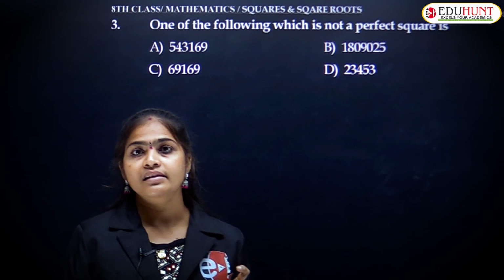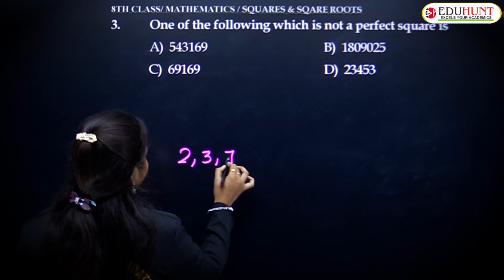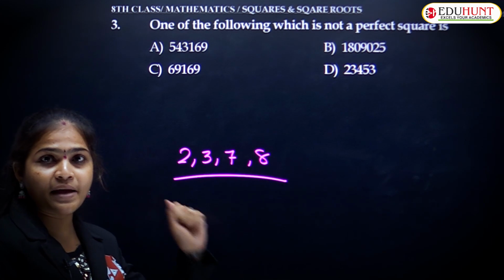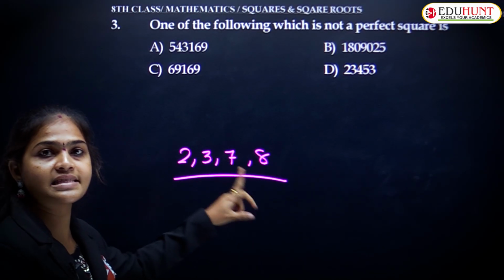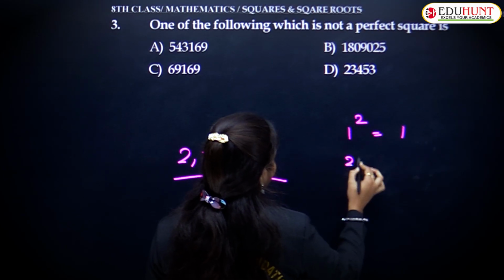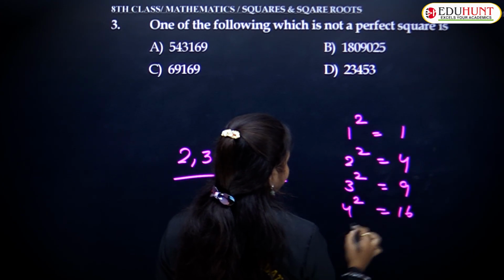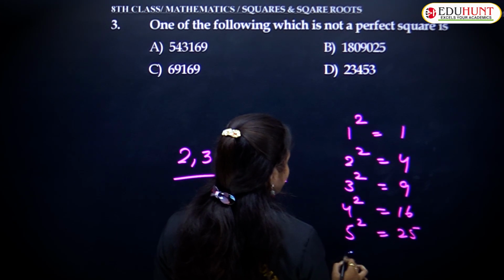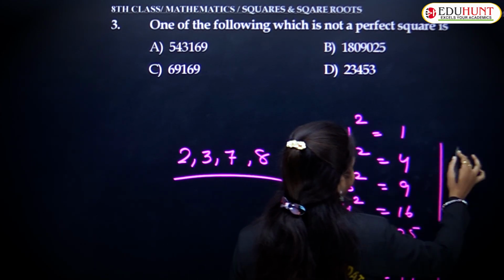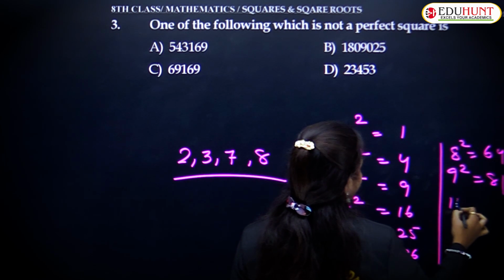A perfect square never ends with 2, 3, 7 or 8. Okay, so if that is a perfect square, it never ends with 2, 3, 7, 8. Check that. Here perfect squares: 1 square is 1, 2 square is 4, 3 square is 9, 4 square is 16, 5 square is 25, 6 square is 36, 7 square is 49. Next, 8 square is 64. Okay, 9 square is 81, 10 square is 100.